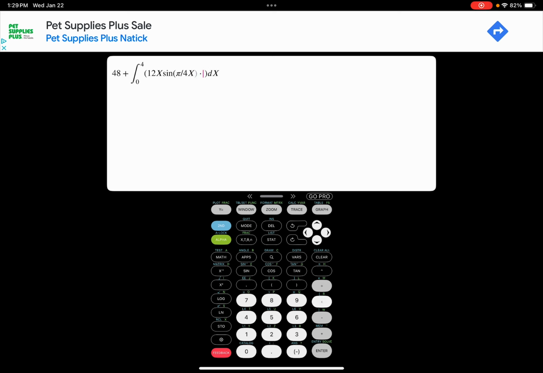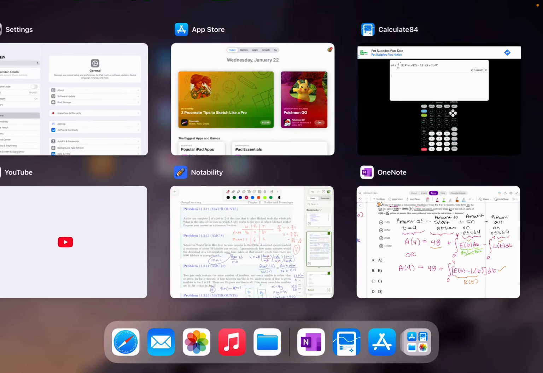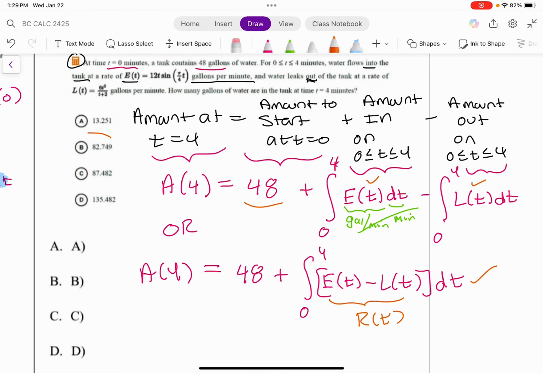Okay, so that's the amount in, and then I'm going to minus L of t, which is 6x squared divided by the quantity x plus 2. And this should do it. I'm getting 82.749, which is answer choice B.